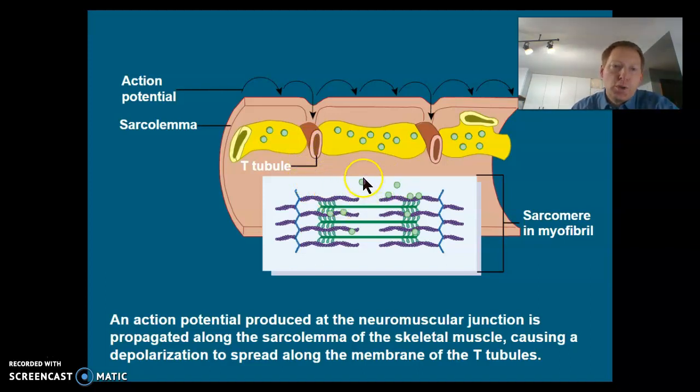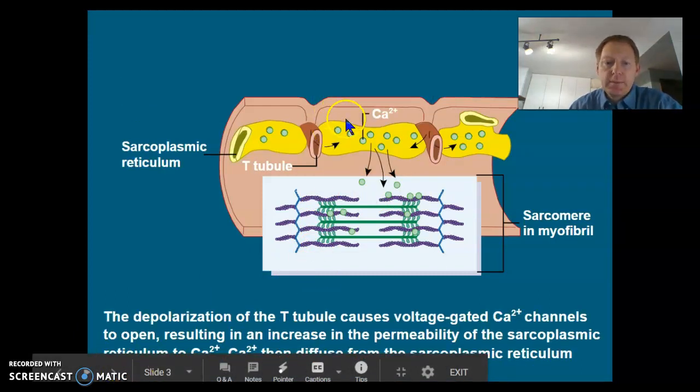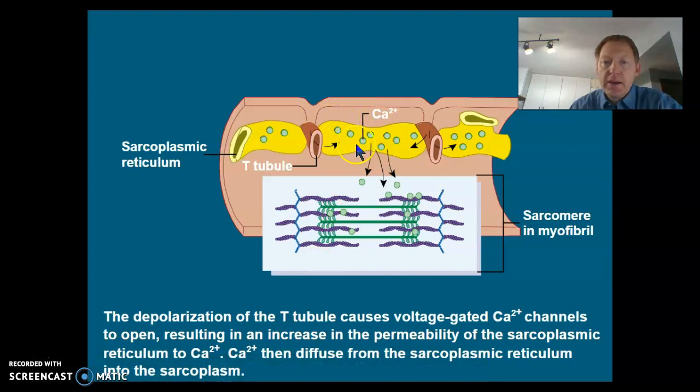What we're going to do is release calcium into the central area where the actin and myosin fibers are, and that is going to cause the muscle cell to contract. So calcium is stored in the sarcoplasmic reticulum here, and it will stay stored in there until we get that message from the nerve, the neuron.